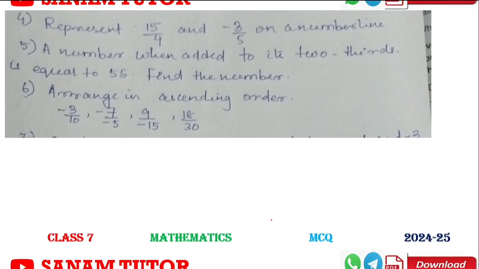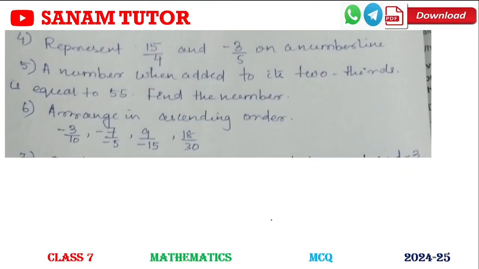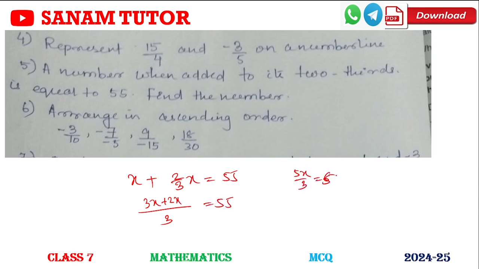Next question. A number when added to its 2/3. Okay. A number that is x is added to 2/3 of x, and it is equal to 55. Simply add. The LCM is 3, so 3x plus 2x, that is 55. So 5x by 3 equal to 55. So x how much? 55 into 3 by 5. 5 11 ja 11, 11 3 ja 33. So the answer is 33.